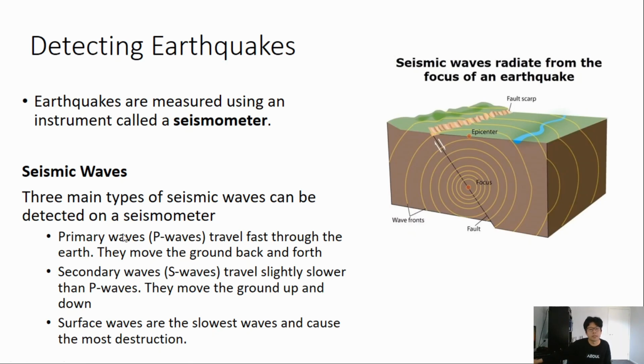The first of these is the primary wave, or P waves. These travel fast through the earth and they move the ground back and forth. The second one is called secondary waves, or S waves. They travel slightly slower than P waves, and they move the ground up and down. So P waves go back and forth, secondary waves are up and down. And surface waves, these are the ones that we feel. Surface waves are the slowest waves and cause the most destruction.